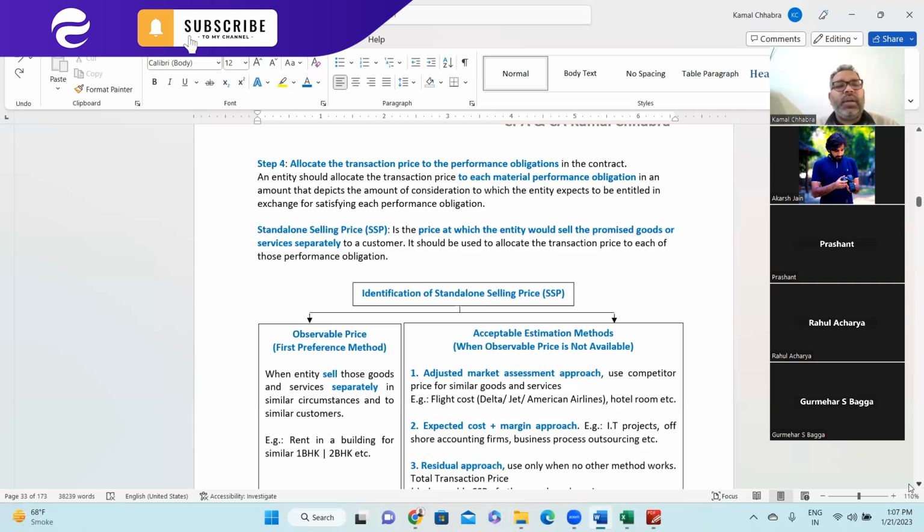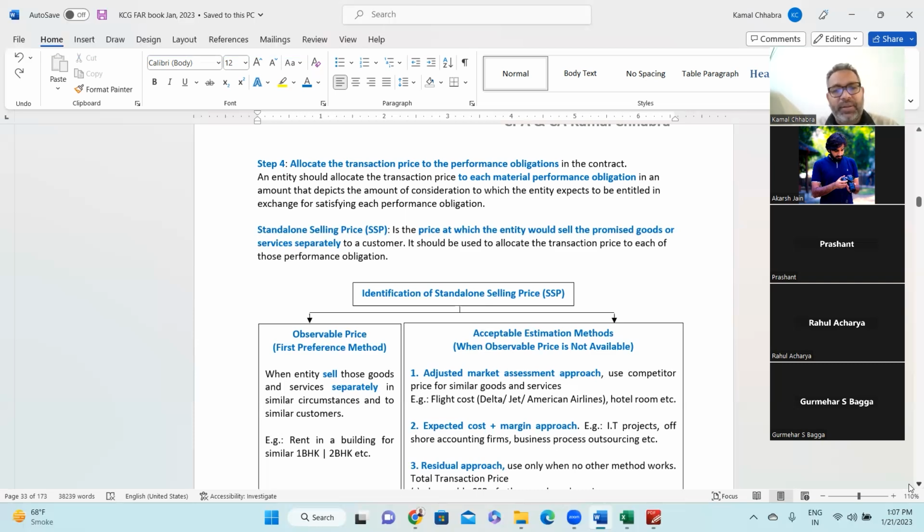In an amount that depicts the consideration to which the entity expects to be entitled in exchange for satisfying each performance obligation. That means the total amount which you are receiving, against which you have certain performance obligations, and to those respective performance obligations, what amount should be allocated and considered upon satisfaction of those performance obligations.